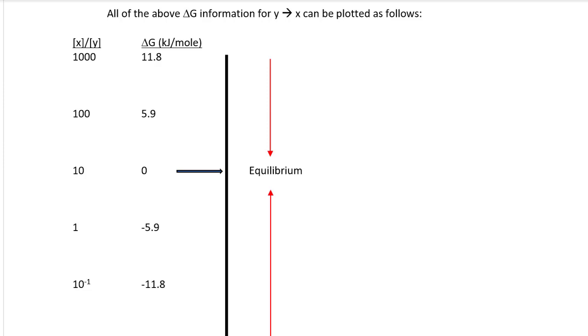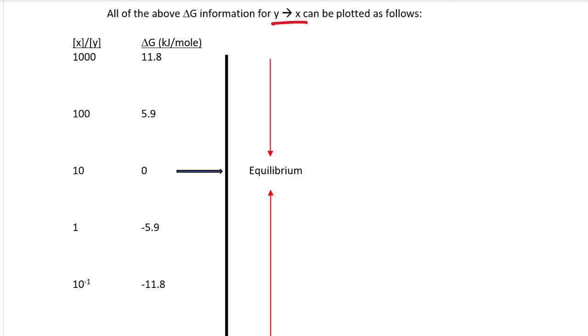Alright, so before moving on to the next part of the section, I just wanted to hit something very quickly about delta G and delta G standard and things like that. So what does delta G tell us? The one thing that delta G tells you when you're looking at some sort of process, for example, our reaction Y goes to X, right?